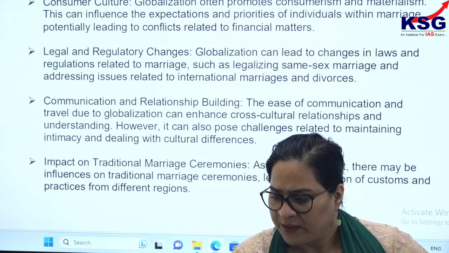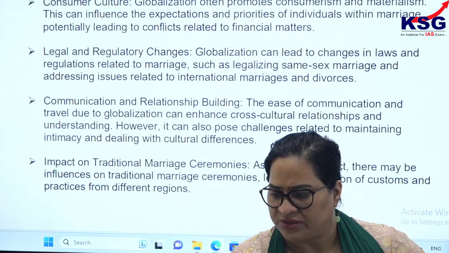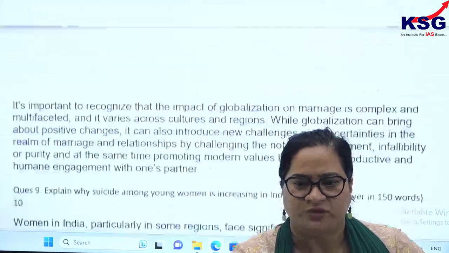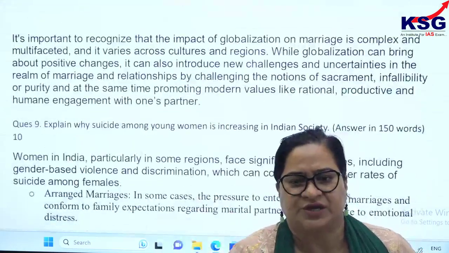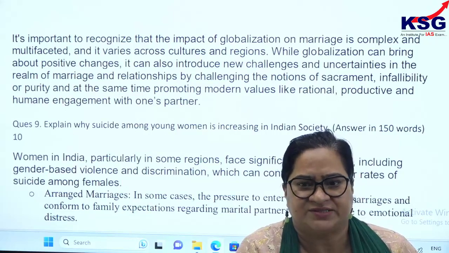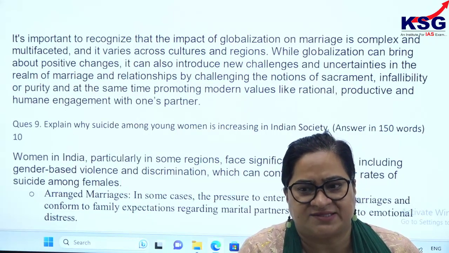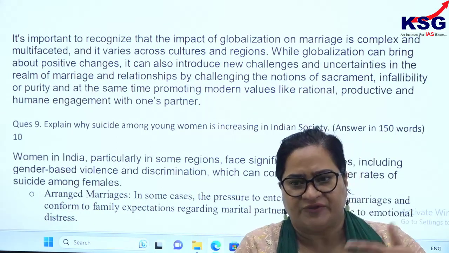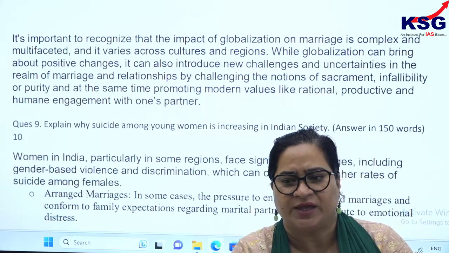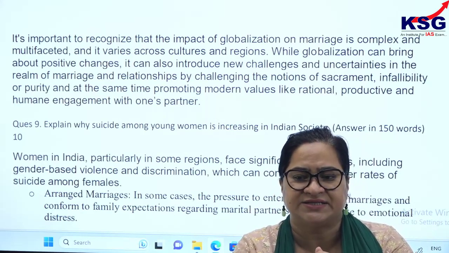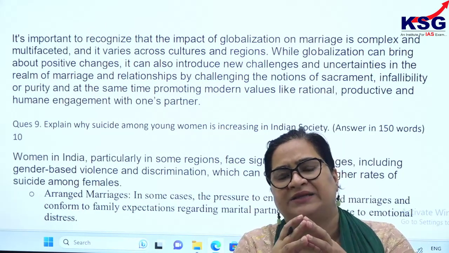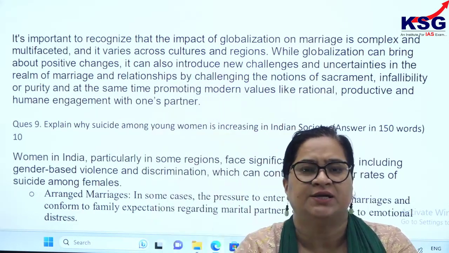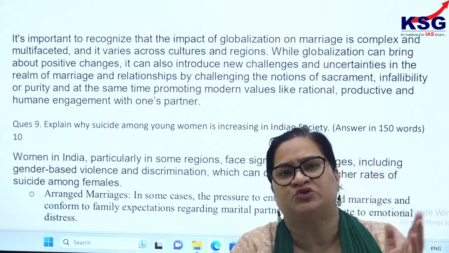Okay, so with respect to this, when we are talking about the given dimension, we can further move ahead and reflect upon the conclusive aspect associated with it: globalization is definitely a complex and multifaceted possibility which is bringing cultures together, regions together. There are various types of changes, positive, negative, and new types of challenges and uncertainties, and definitely it is going to impact the institution of marriage as well, as I discussed about the changes in the institution of marriage as well as the notion associated with marriage.